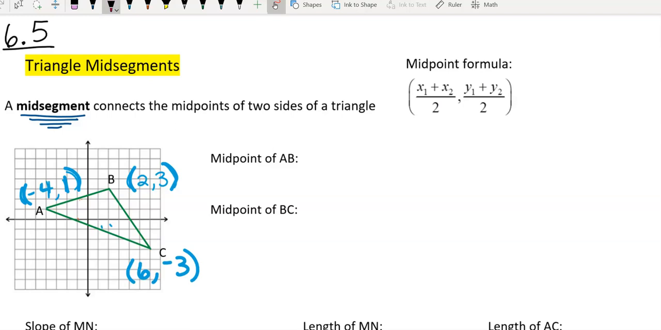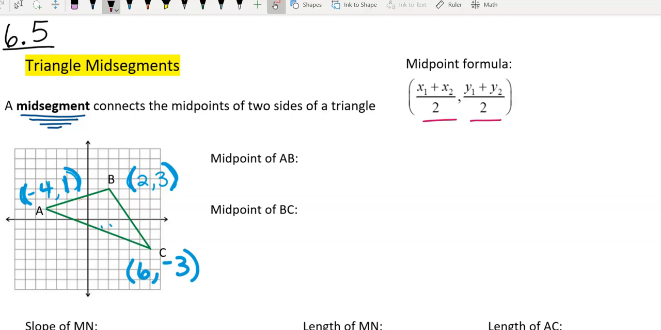And a mid-segment connects the midpoints of 2 sides of the triangle. So we're going to choose 2 sides. We're going to choose AB and BC, and we're going to find the midpoints of each of those, and then we're going to connect them. You can kind of gauge on the picture about where they're going to be, but I want you to practice using that midpoint formula where we average the x's and average the y's.